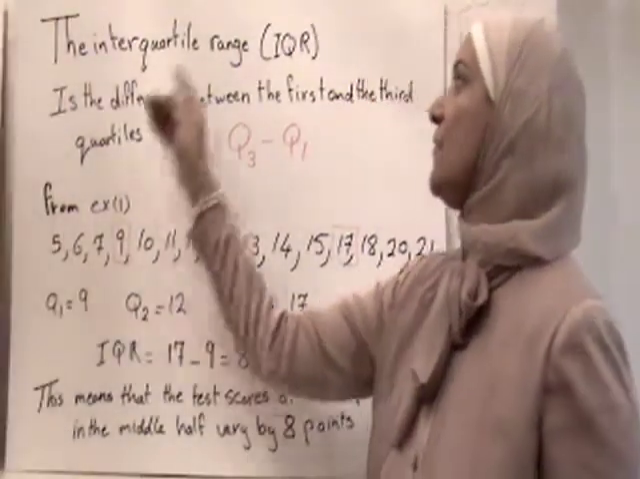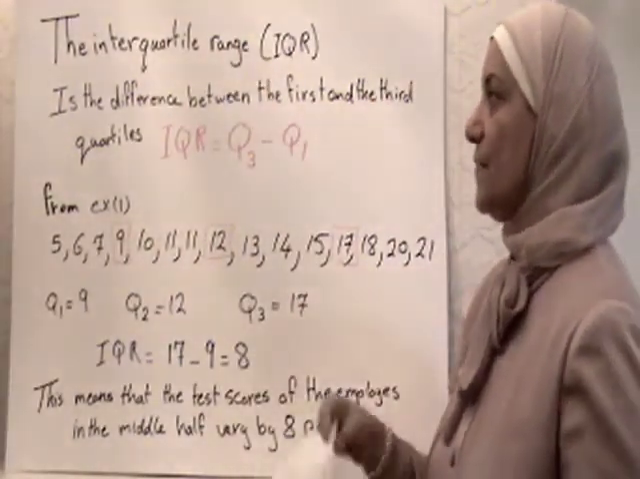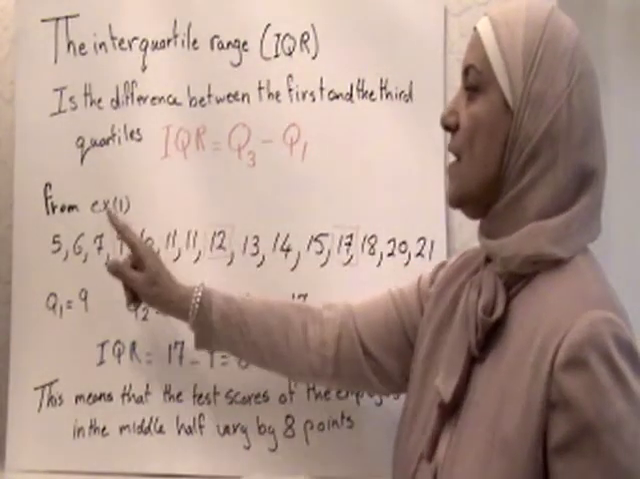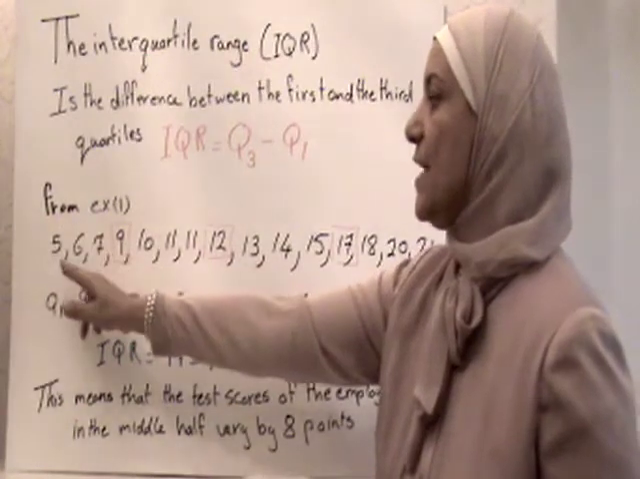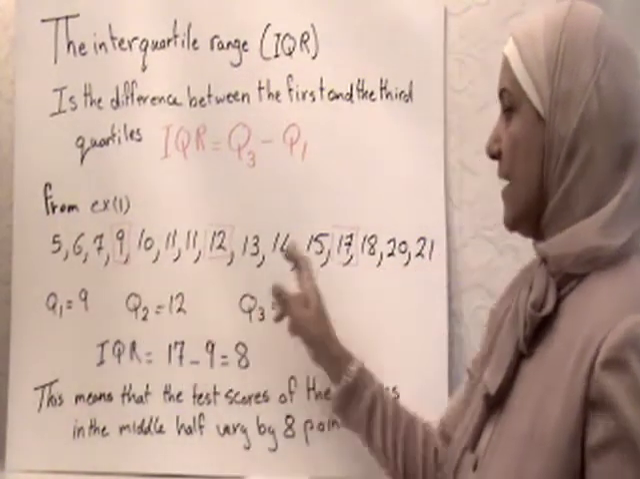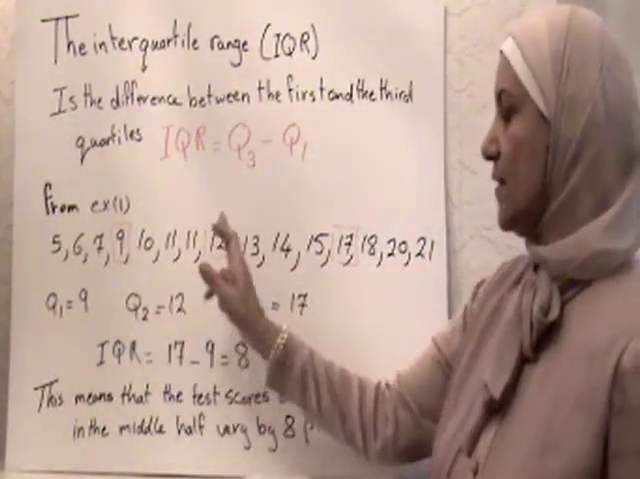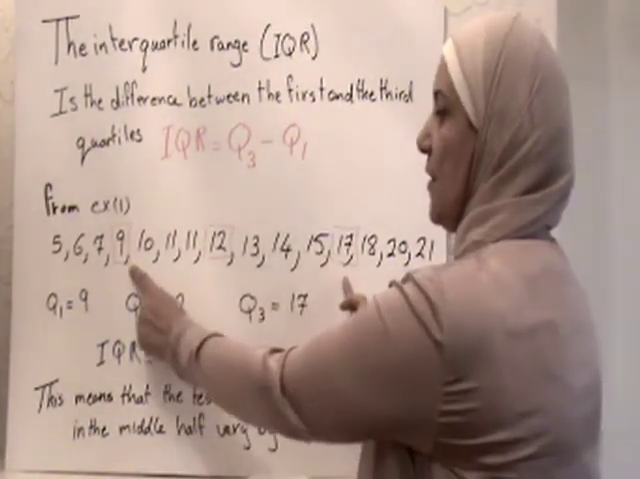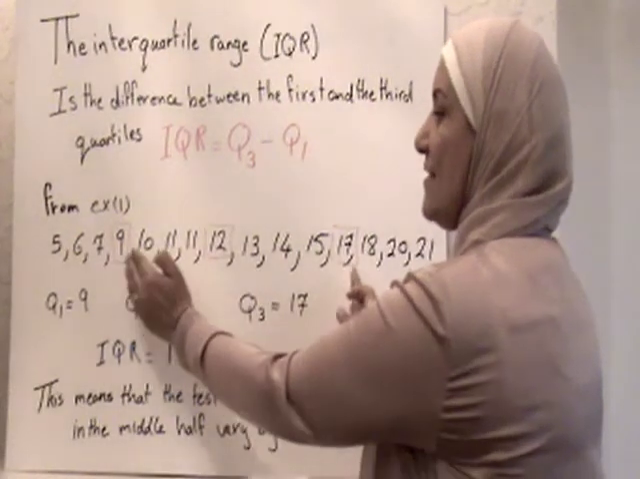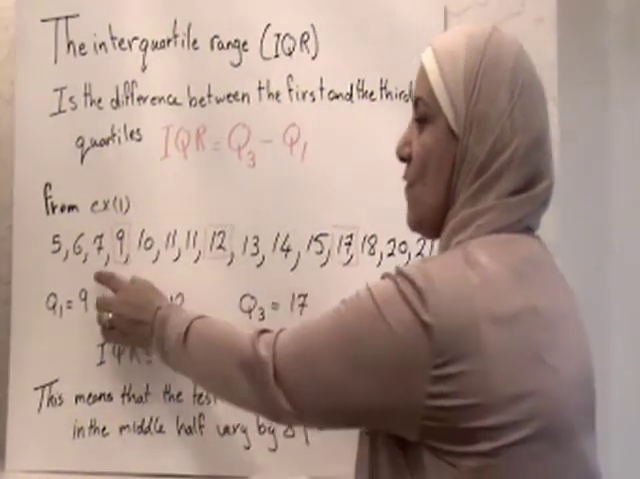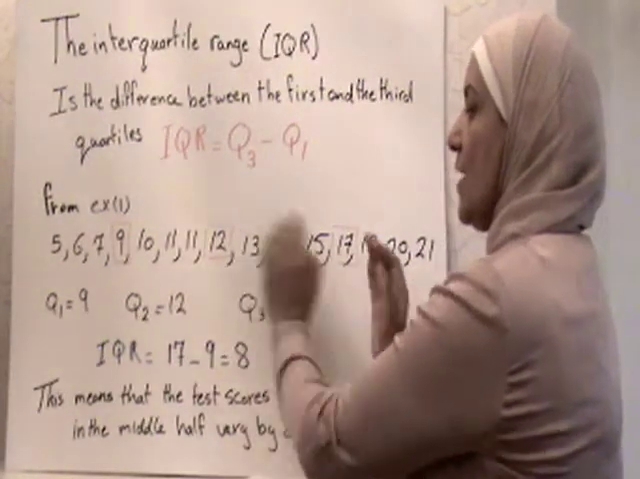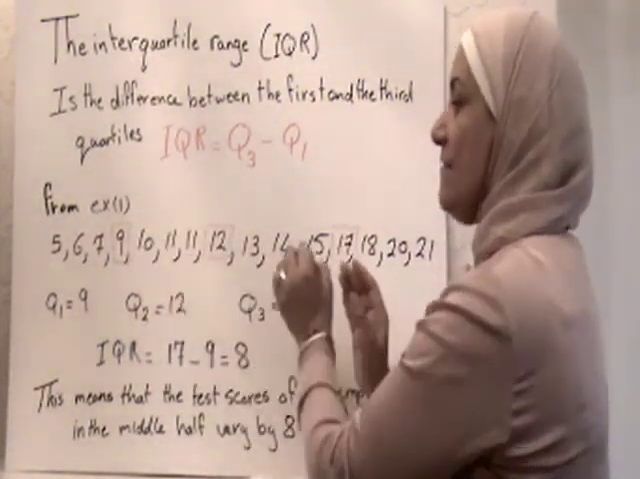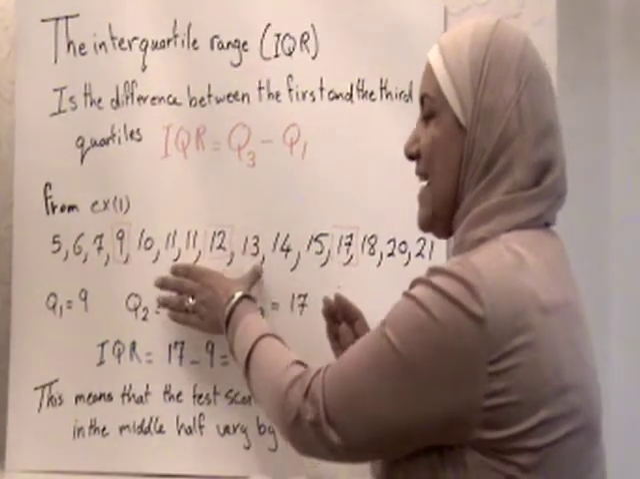The interquartile range. What is the interquartile range? It is the difference between the first and the third quartile. So from the previous example, we had 9, 12, and 17 as my Q1, Q2, and Q3. My interquartile range is this part, which is the half that is in the middle. I have quarter, quarter, quarter, quarter. So if I put 2 quarters together, the ones in the middle, I get half. So that's why I call it the interquartile.